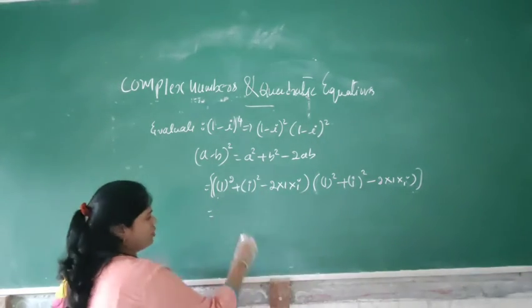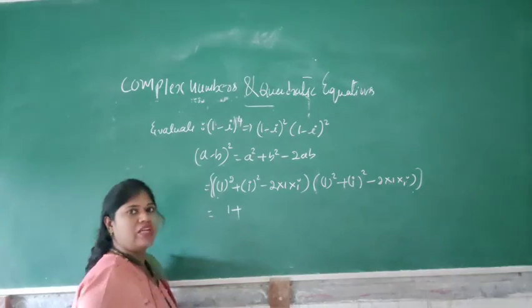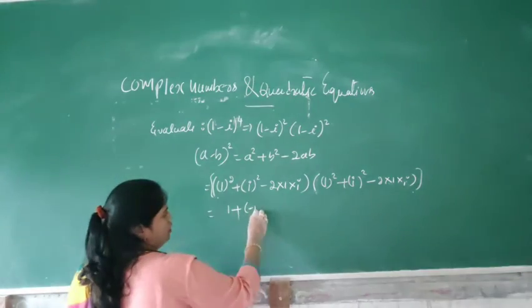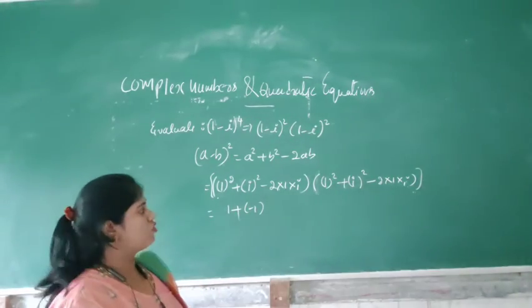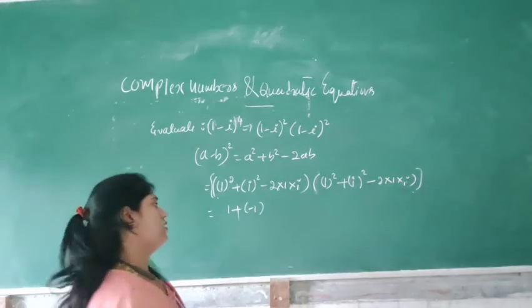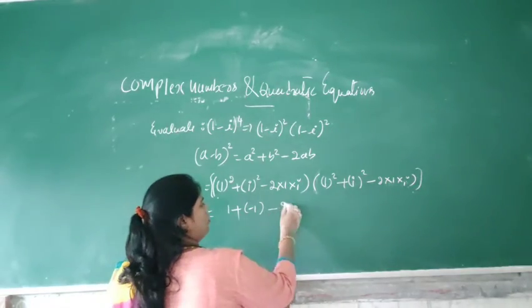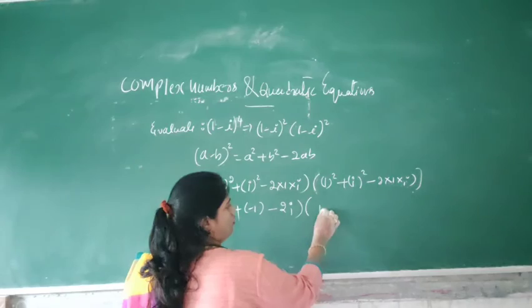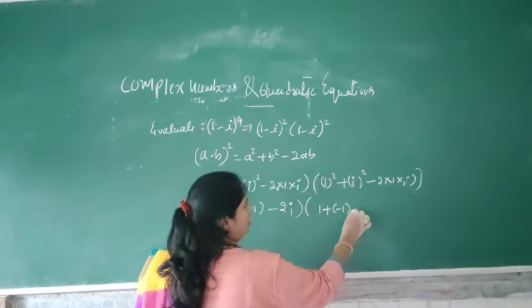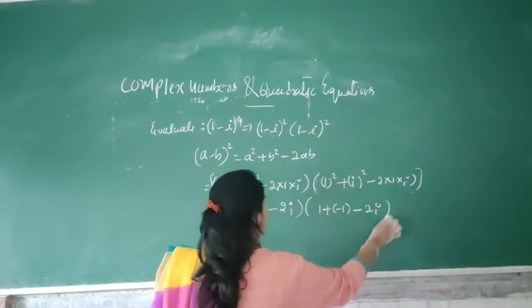So this one, 1 square is 1. What is i square value? i square is minus 1. Minus 2 into 1 into i is minus 2i. So 1, this is also minus 1, minus 2i.